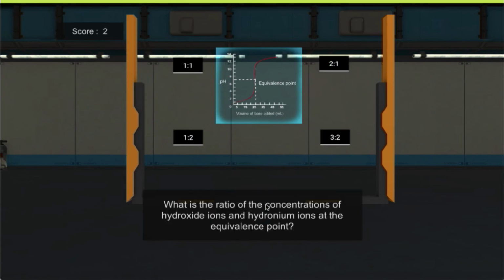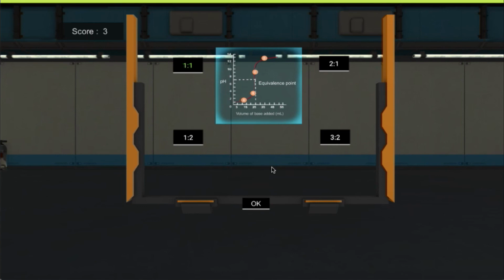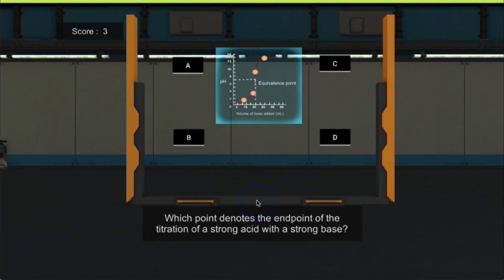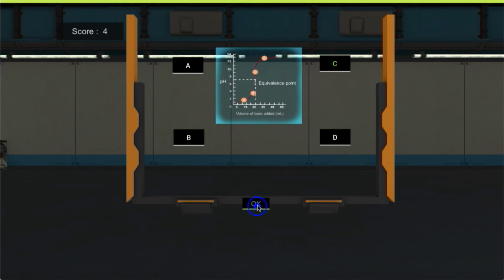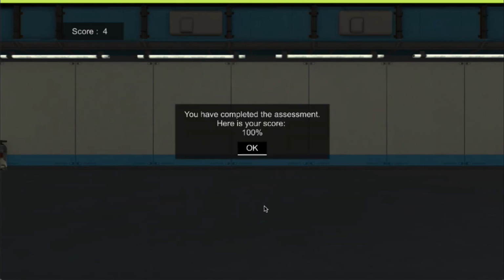What is the ratio of the concentrations of hydroxide ions and the hydronium ions at the equivalence point? Right! Which point denotes the endpoint of the titration of a strong acid with a strong base? Correct. You have completed the assessment. Here is your score.